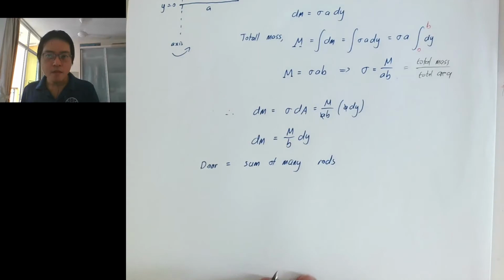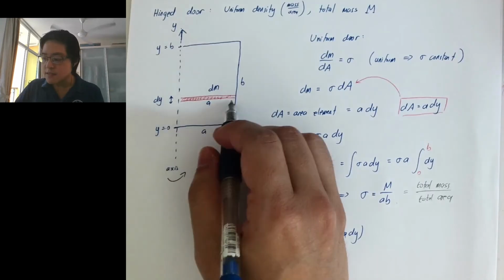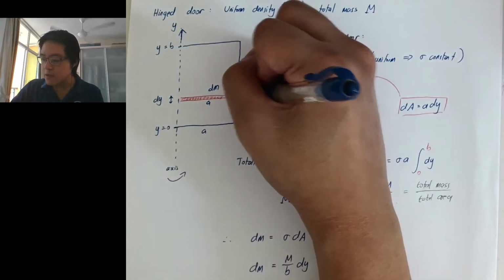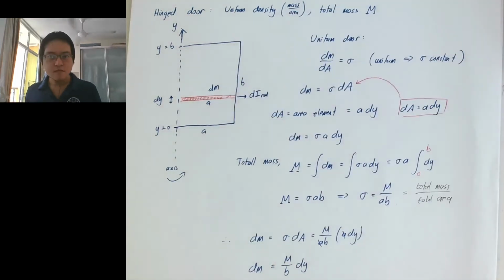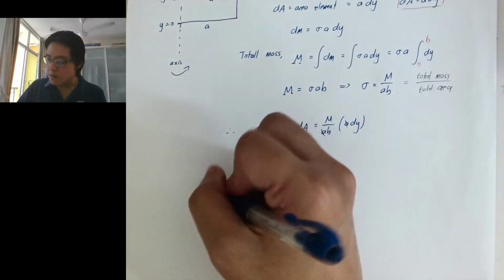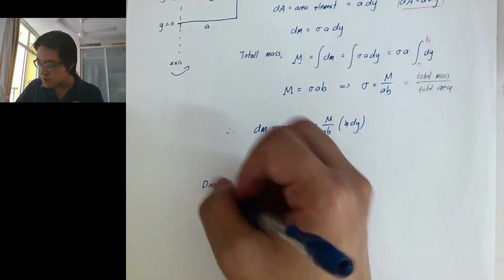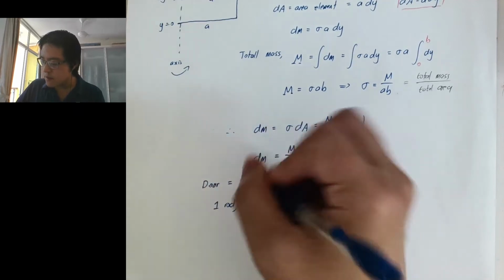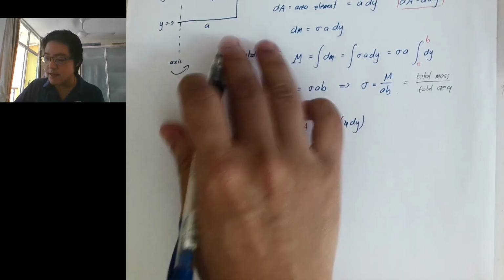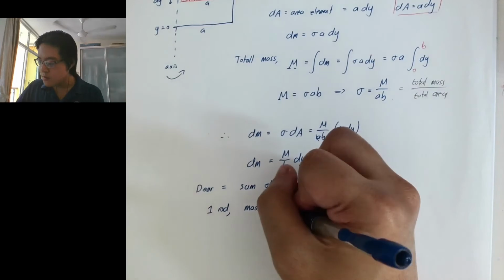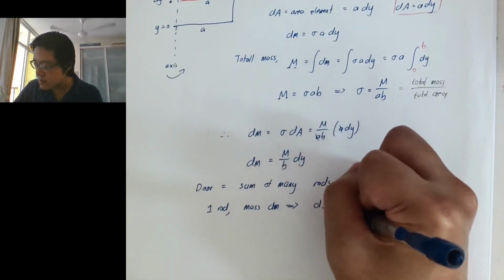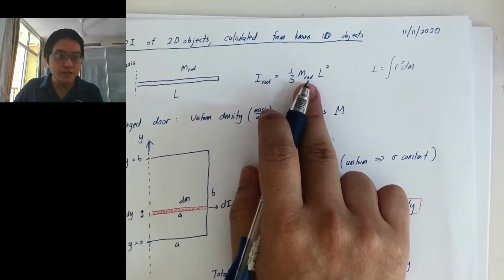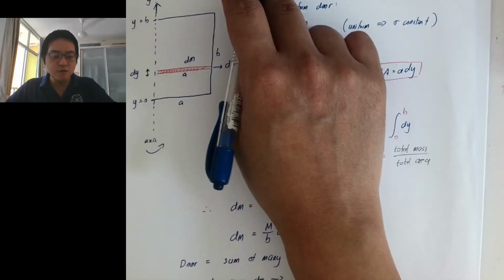Okay, so let's look at one rod. So this is one rod, and this one rod will have the moment of inertia dI rod. So let's say one rod has an infinitesimal mass dm. So therefore the moment of inertia is I rod. Because the moment of inertia depends on mass, if the mass is small, then I rod will be small.